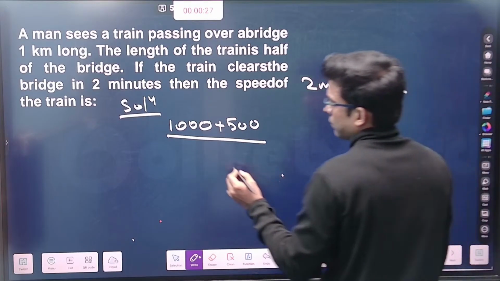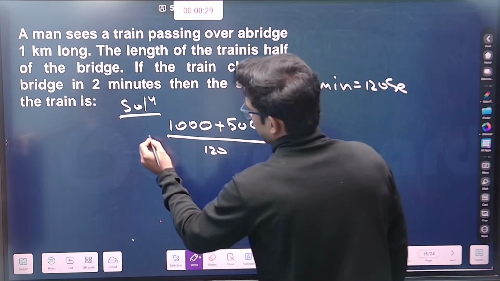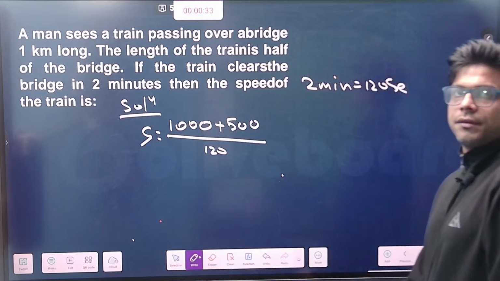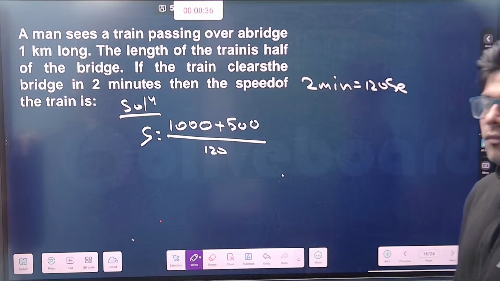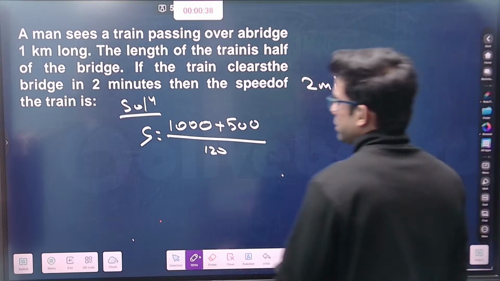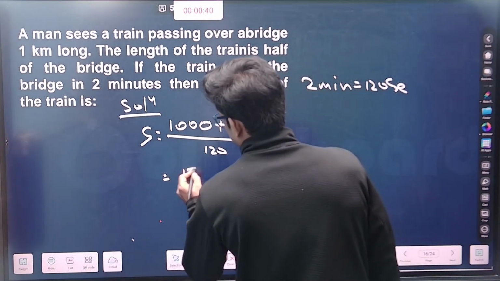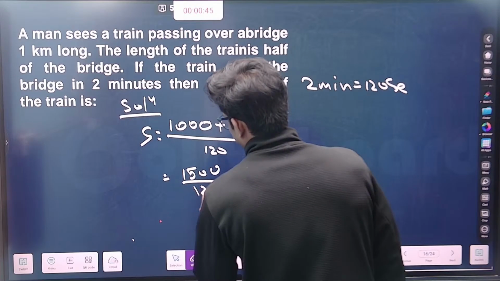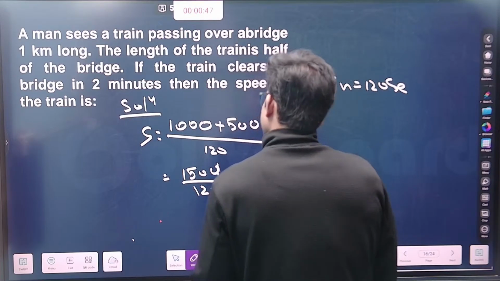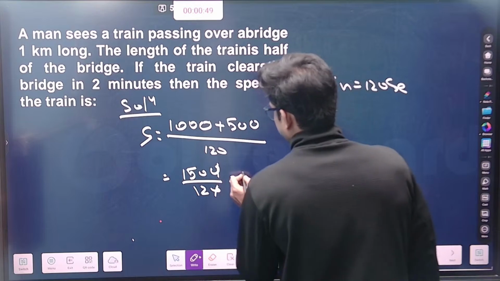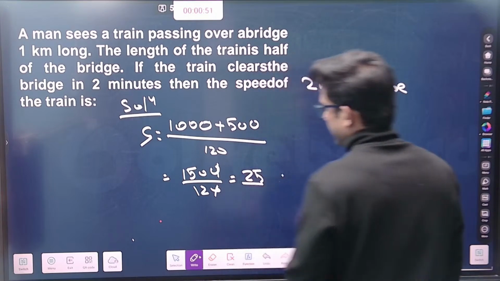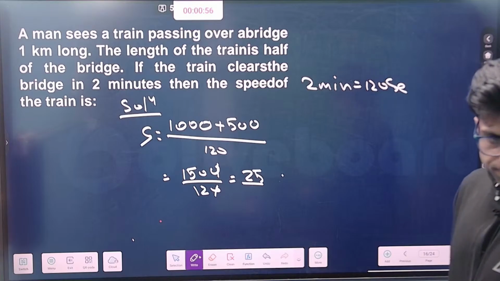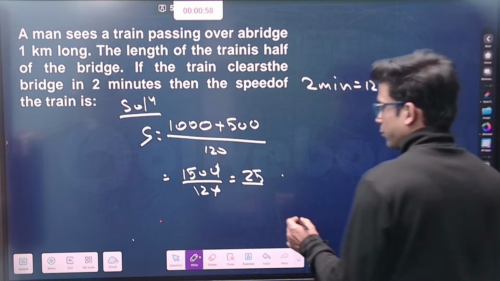Fine now. 1500 by 120 equals to speed. Right, everyone? Which will be how much? 1500 by 120, 0 cancelled out. This becomes like 25 by how much? 25 by 2. Yep, 25 by 2.